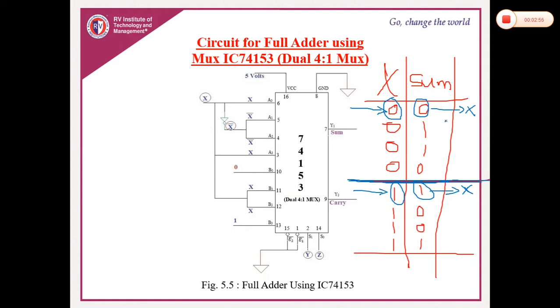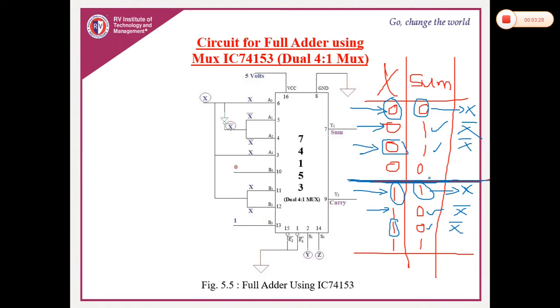Then we'll go for the next combination. Whenever X is 0, output is 1. But whenever input X is 1, output is 0. Means you are getting an inverted output, so I'll write it as X bar. Then the next combination, that is 0 and 1. Whenever X is 0, output is 1. Whenever X is 1, output is 0. You are getting an inverted output. Here also X bar.